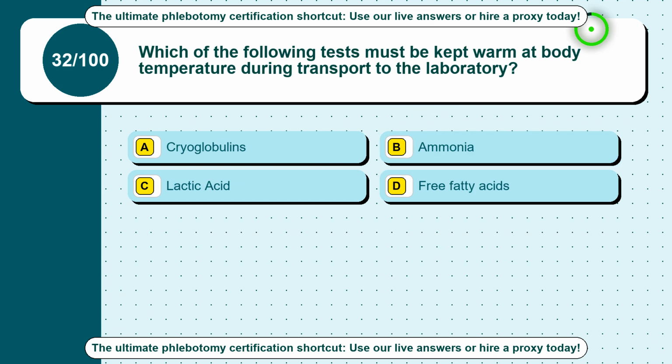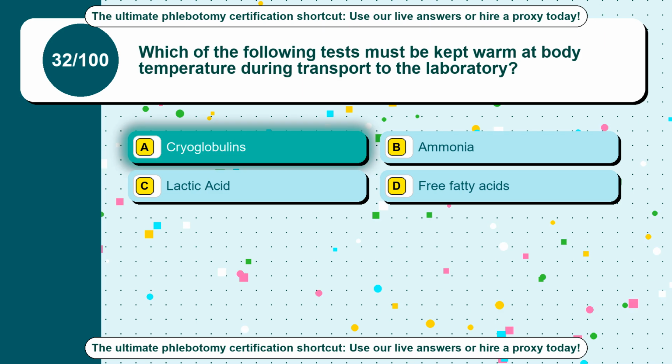Question 32. Which of the following tests must be kept warm at body temperature during transport to the laboratory? Option A, cryoglobulins. Option B, ammonia. Option C, lactic acid. Option D, free fatty acids. The correct answer is option A, cryoglobulins.